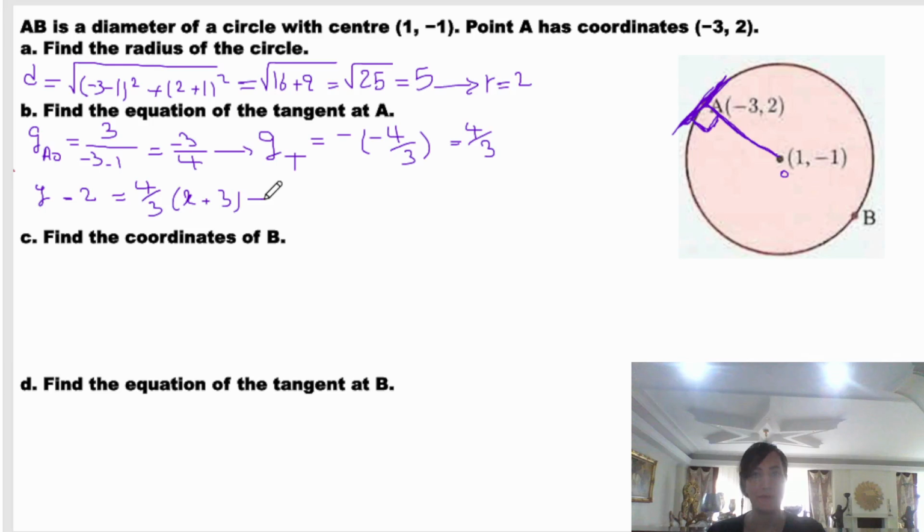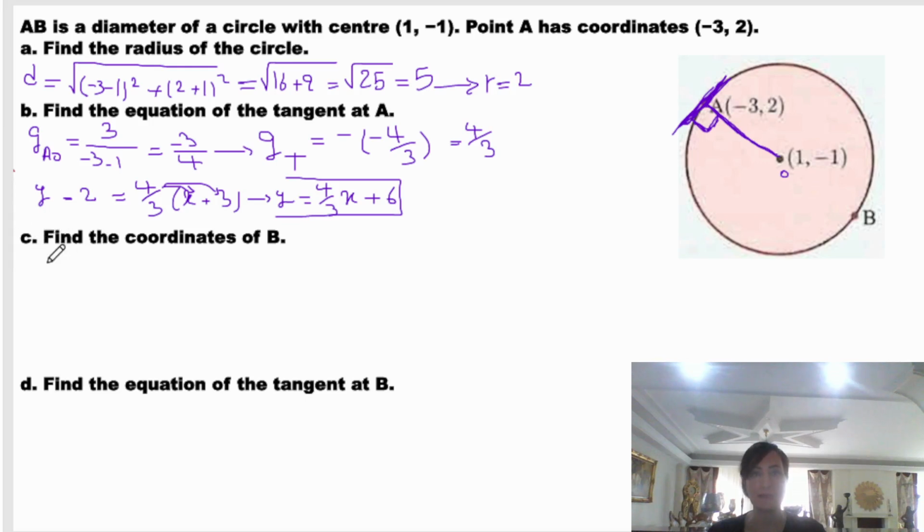So I have y equals 4/3 of x. If I distribute this 4/3, I have 4/3 x plus 4/3 times 3 gives me 4. I bring this -2 here, which is 6. So y equals 4/3 x plus 6 is the equation of the tangent.